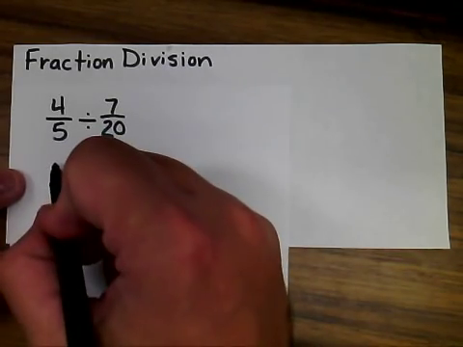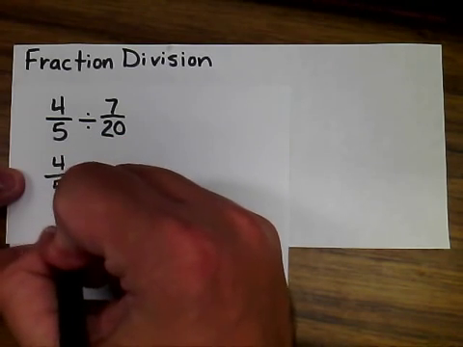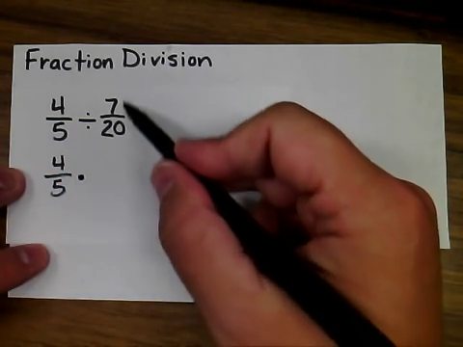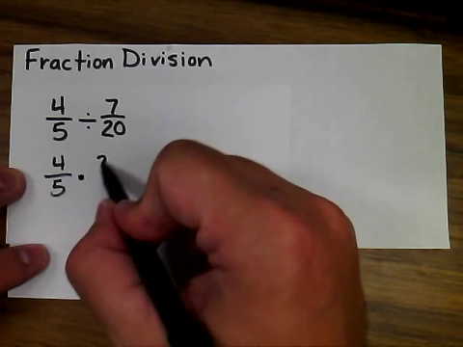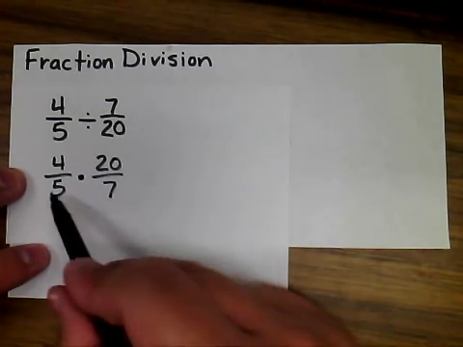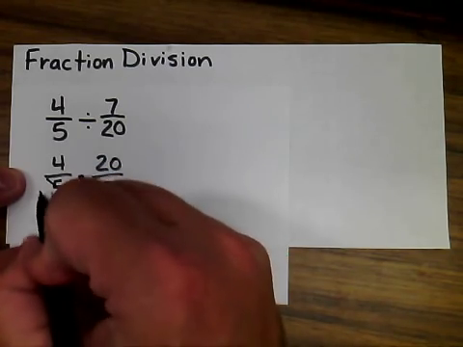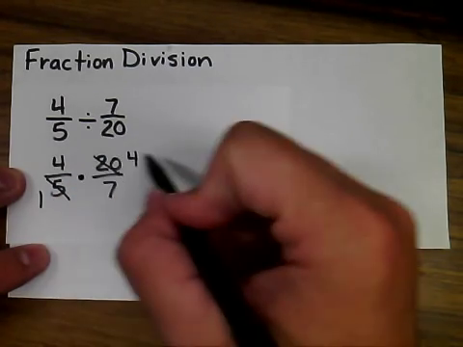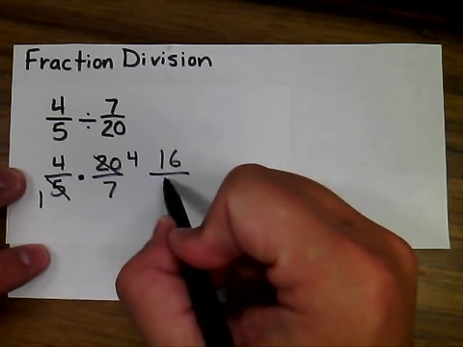In this example, more of the same. We have 4 over 5. Change to multiplication. We remember to reciprocal the right fraction, and then multiply. You can't cross-cancel the 4 and the 7, but the 5 and the 20 share a common factor of 5. 4 times 4 is 16. 1 times 7 is 7.